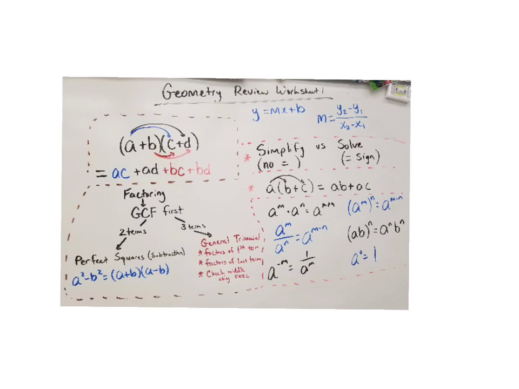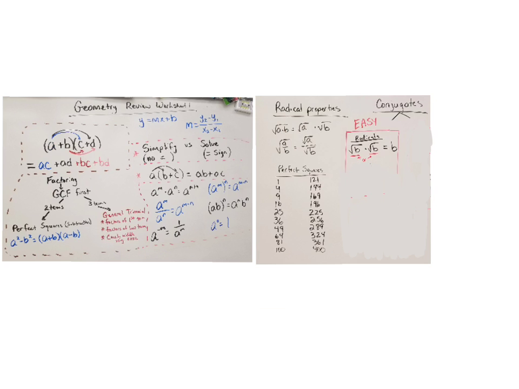That's going to use one more idea. Now, number 19 is going to use the idea of these perfect squares right here, and it's going to use the idea of these radical properties, and the idea of conjugates right here.